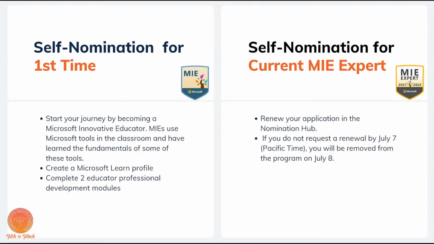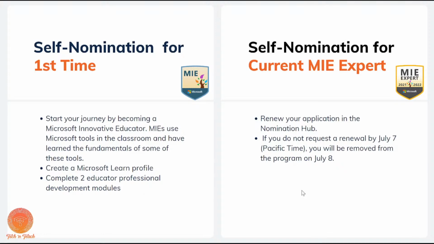Now we'll talk about the self-nomination. If you haven't been an MIE Expert before, that's what you will do. First, you will start your journey by becoming a Microsoft Innovative Educator. That's what I have said before. You have to create a Microsoft Learn profile and finish 2 Educator Professional Development modules.